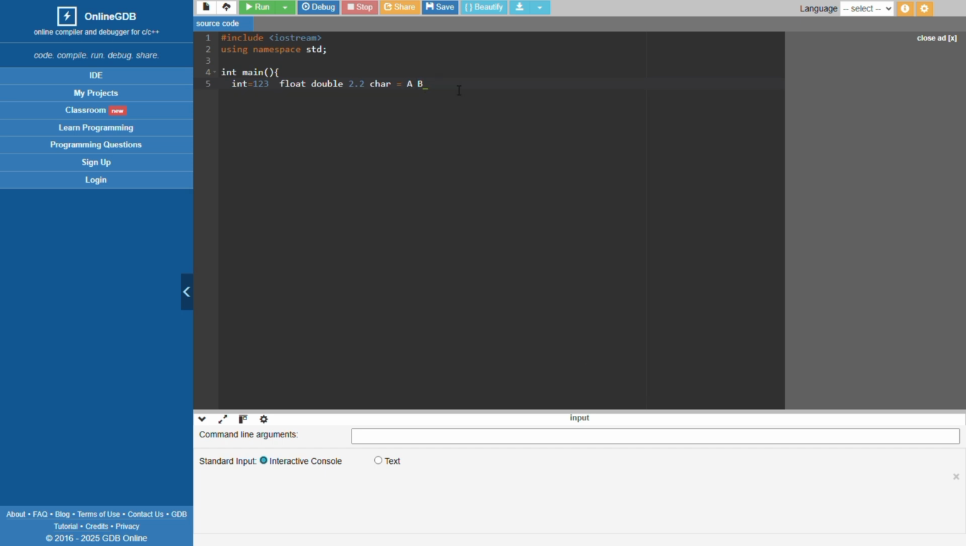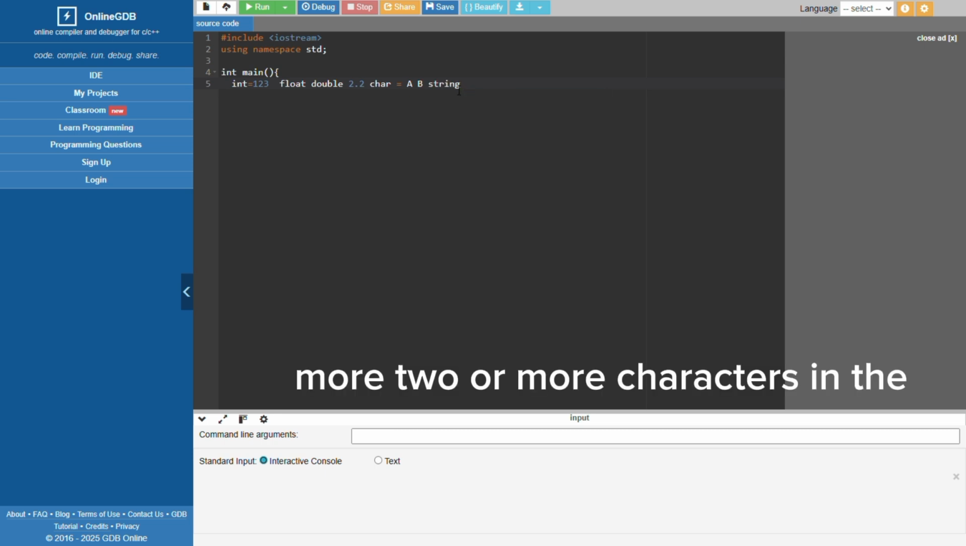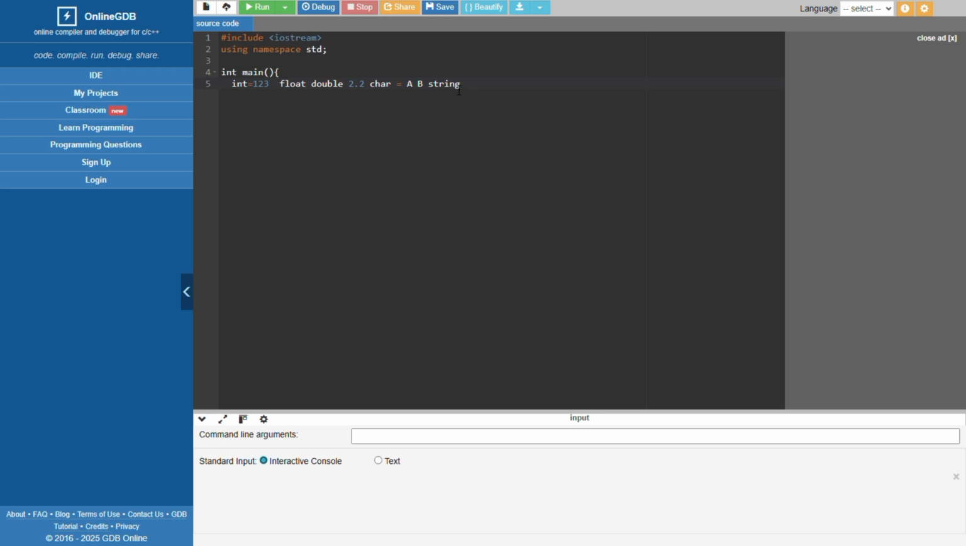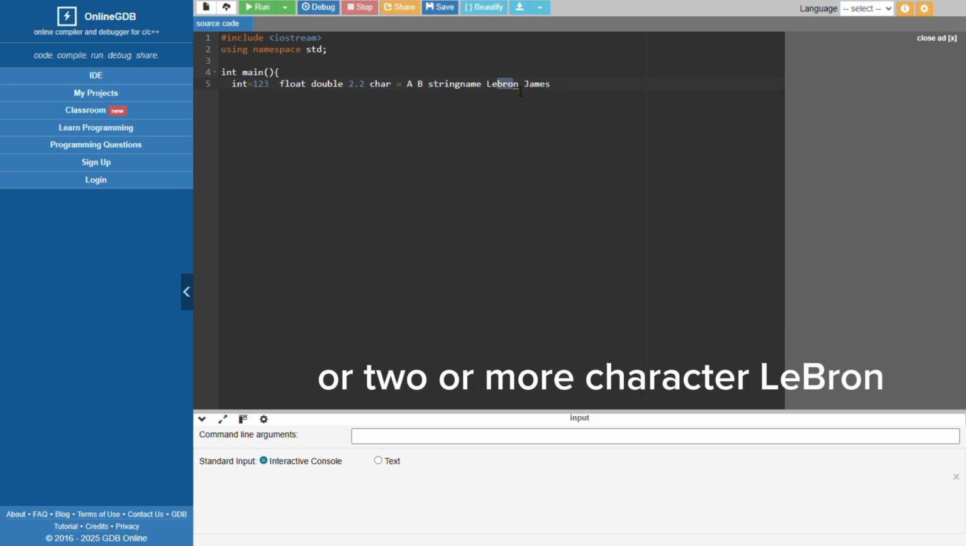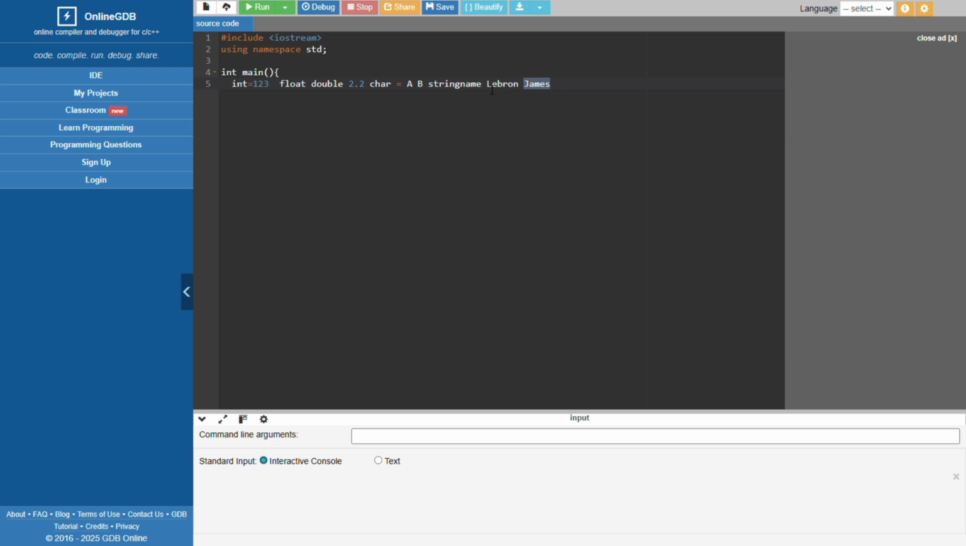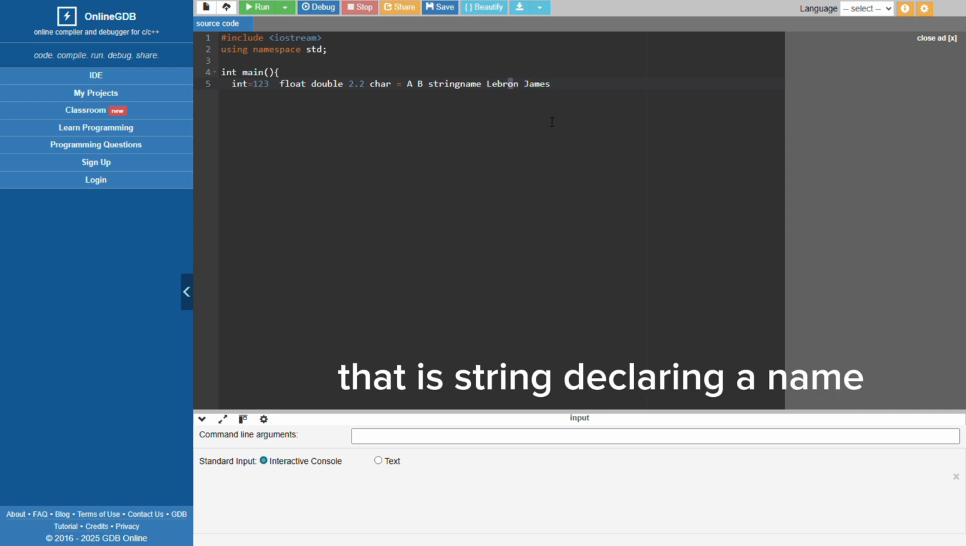Next is the string. String declares two or more characters in the program. So, for example, string name, LeBron. LeBron James is a string because it has more characters, two or more characters. LeBron, that is a string declaring a name.